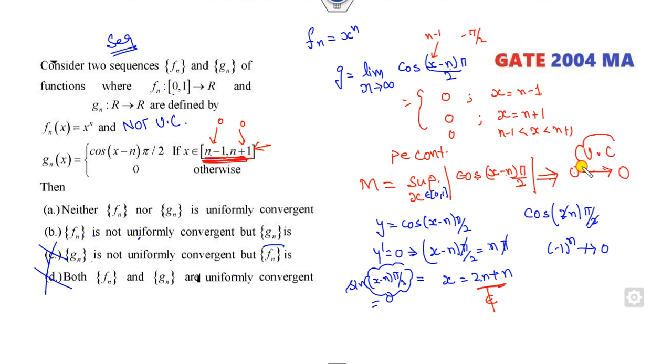It means this is uniform convergent. So this is uniform convergent. F is not, but G is, that's the right answer. A option is cancelled. Remember that the critical point, this point does not belong to n minus 1 and n plus 1, because this is n plus something which lies outside of here.